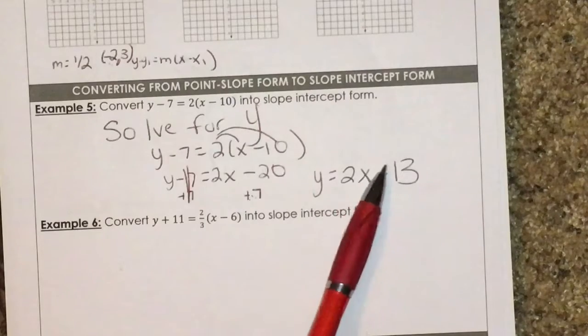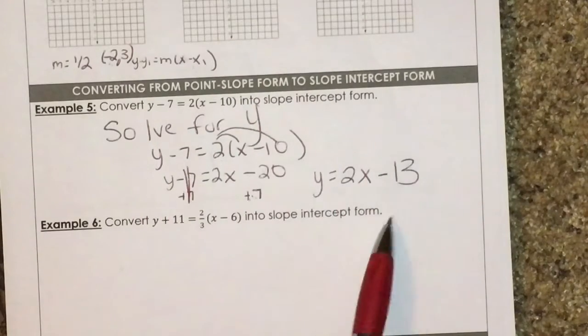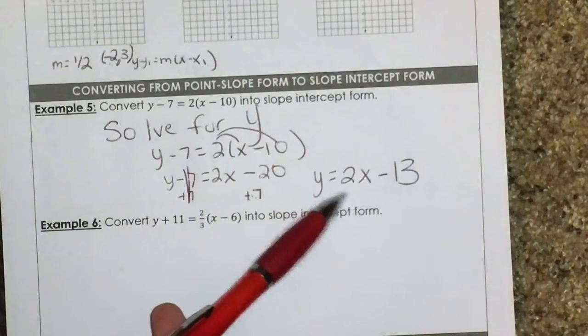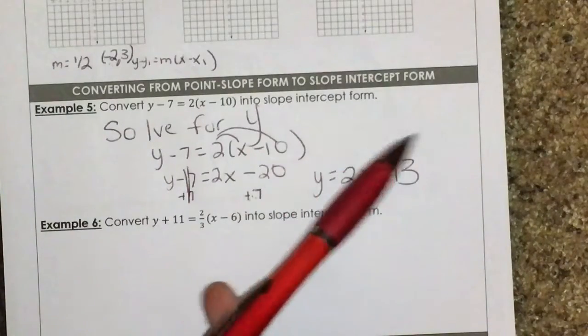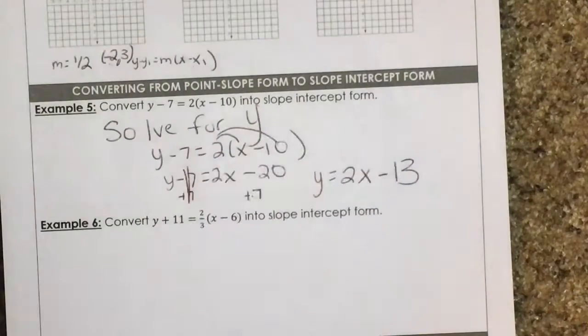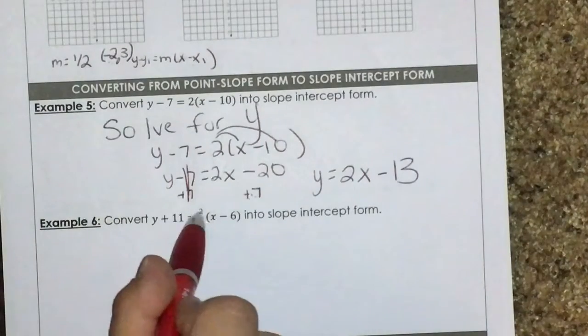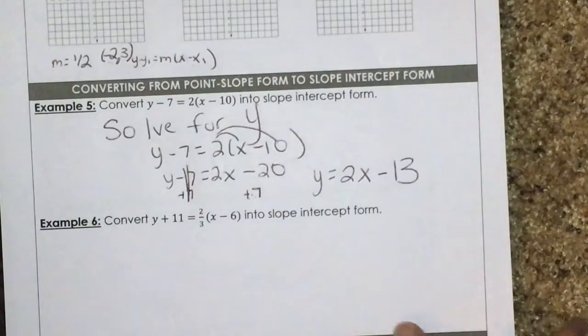Now you have put something from point slope form into slope intercept form, which hopefully you can identify the slope and the y-intercept now that you have this in slope intercept form. You would do the same thing with example 6. Distribute the 2/3 and solve for y.